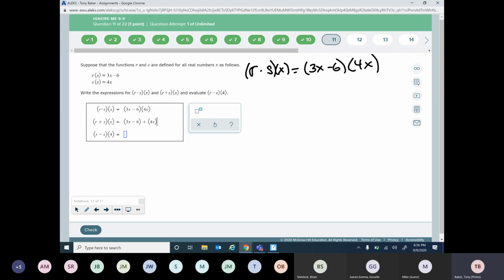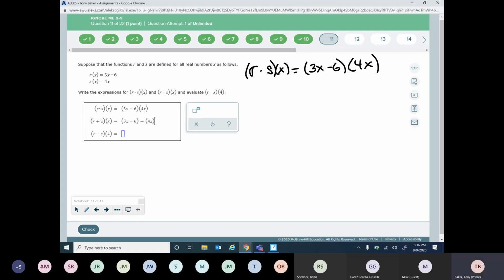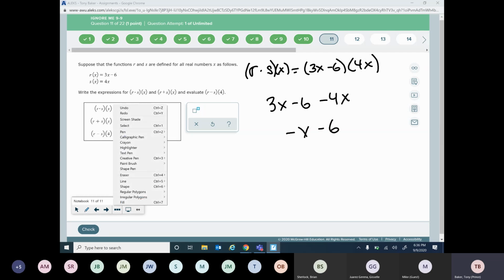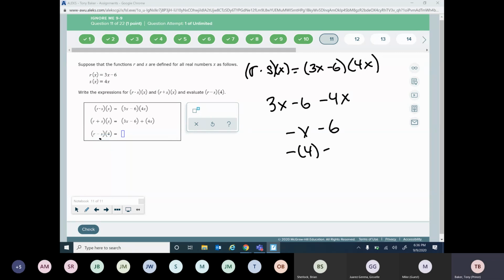The subtraction one, we're going to plug in the 4. So we might want to actually do this one out a little bit more and make it a little easier on us. So we got 3x minus 6 minus 4x. So that's negative x minus 6. So then I'm going to plug in the 4 to this problem now. So it's negative 4 minus 6. So it's negative 10 is my answer for this one.